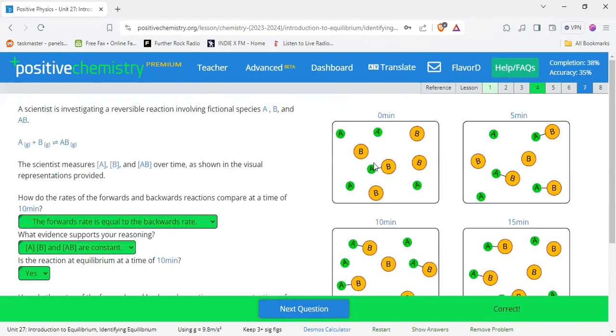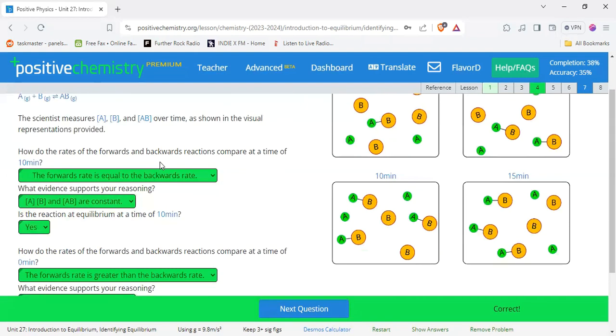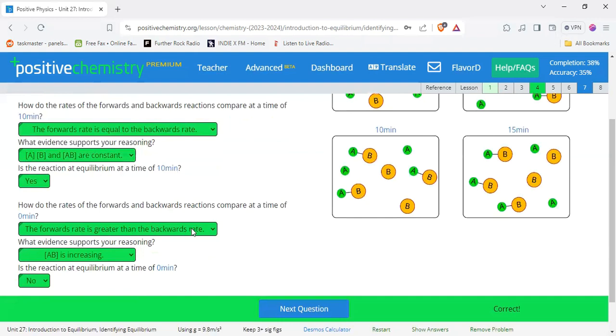So at 0, though, if you go from 0 to 5, we had 1 AB and 2 ABs, which means we're getting more product. So it's flowing more to the right than to the left. The forward rate is greater than the backward rate because AB, the product, is increasing, and it is not at equilibrium.